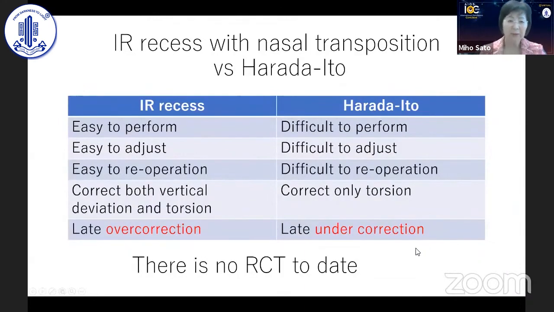Here is the comparison between inferior rectus muscle recession with nasal transposition versus Harada-Ito. Compared to the Harada-Ito procedure, inferior rectus muscle recession is easy to perform, can be adjustable, is easy to reoperate, and corrects both vertical deviation and torsion in one session. The problem is that late overcorrection may be possible, but with Harada-Ito, late undercorrection is a problem. There is no randomized control trial to date, so we can choose either way.